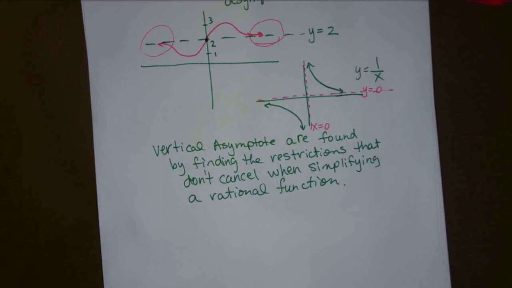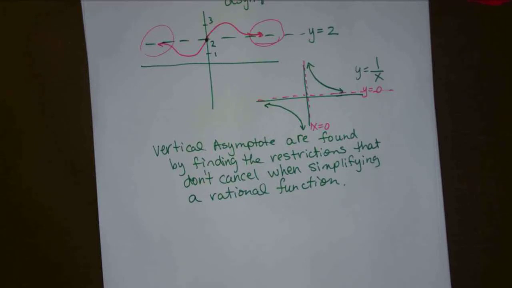Remember when we have a rational equation or function and we simplify it, sometimes we cross off some of those restrictions, then we list them at the end as part of the domain, but they're gone, you don't see them anymore. Those are not vertical asymptotes. The ones that are vertical asymptotes are the ones that are still there at the end.